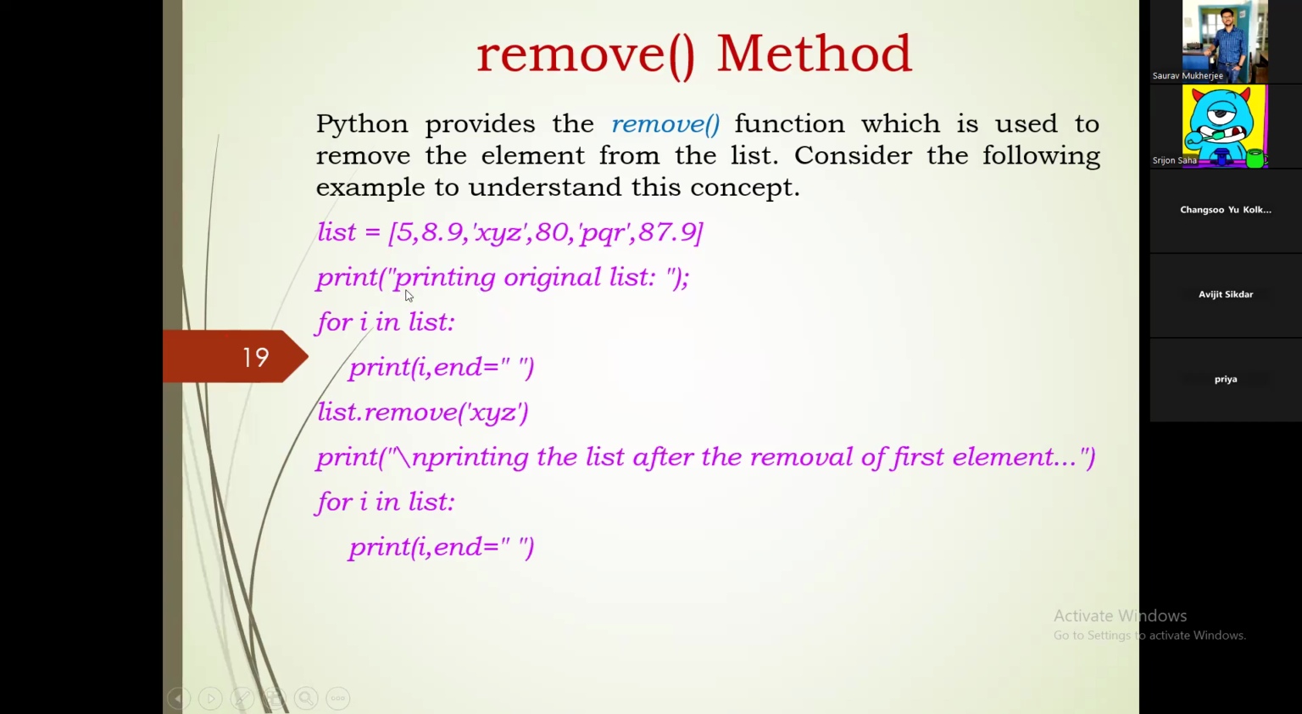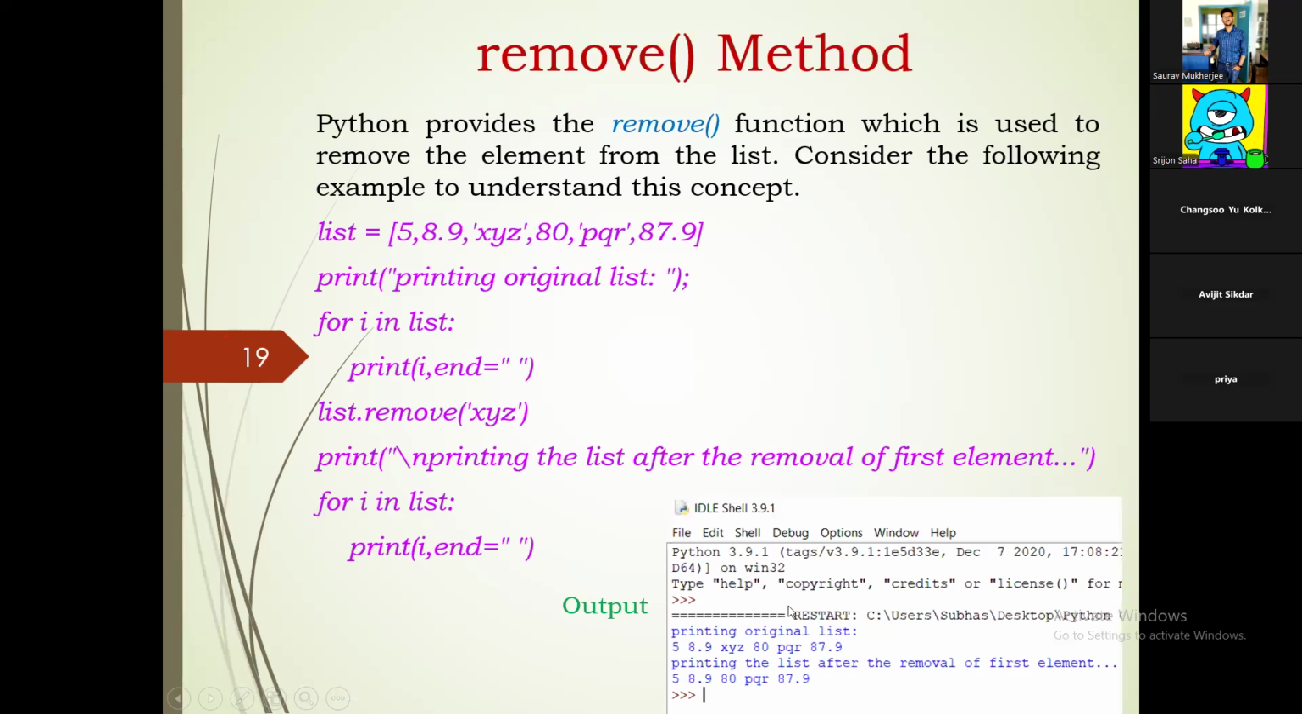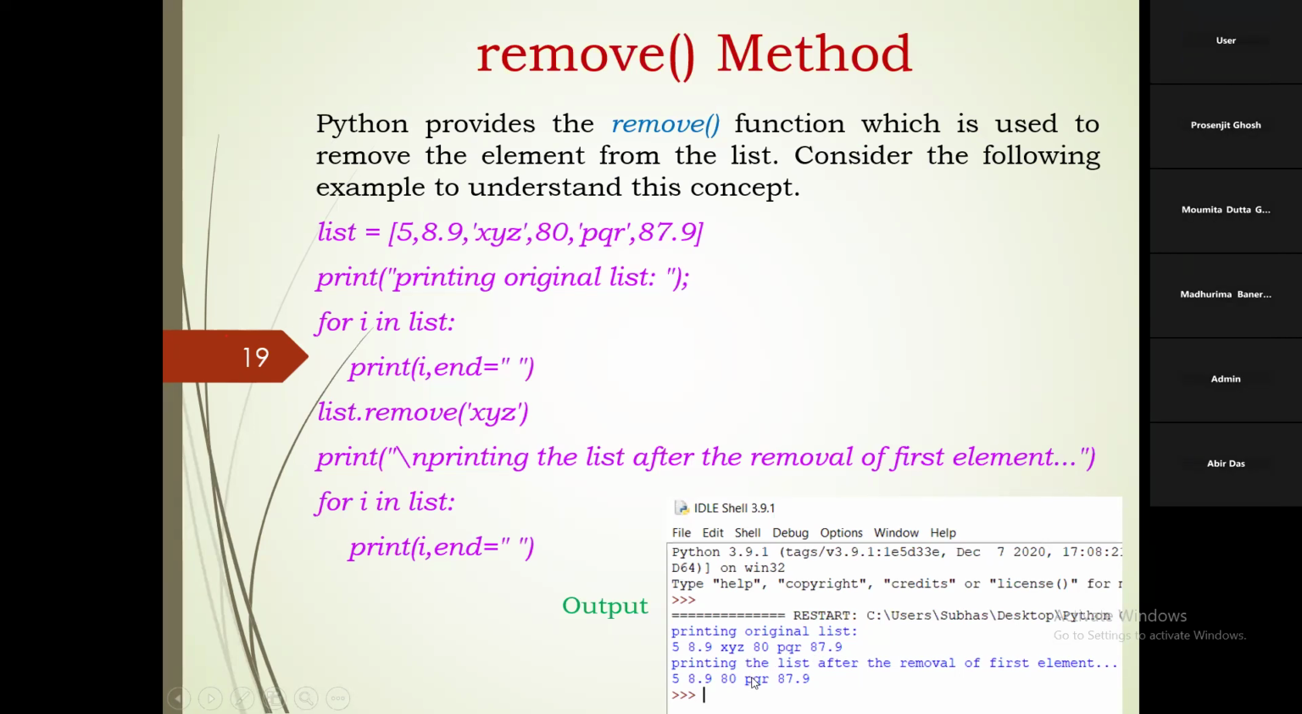For printing the original list, this is my printing: for i in the list, print i. I want to remove this XYZ. Just to check, the initial list is 5, 8.9, XYZ, 80, PQ. And after this, XYZ is removed. So that's why we can use the remove command on the list.